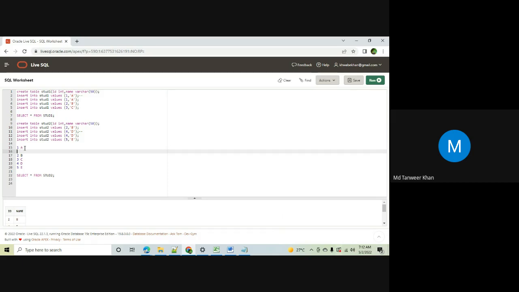So that doesn't make any sense. In this case, when you want distinct records from two tables, tell me one more thing. You told me 2B, correct? So this 2B you have taken from the student 1 table or the student 2 table?